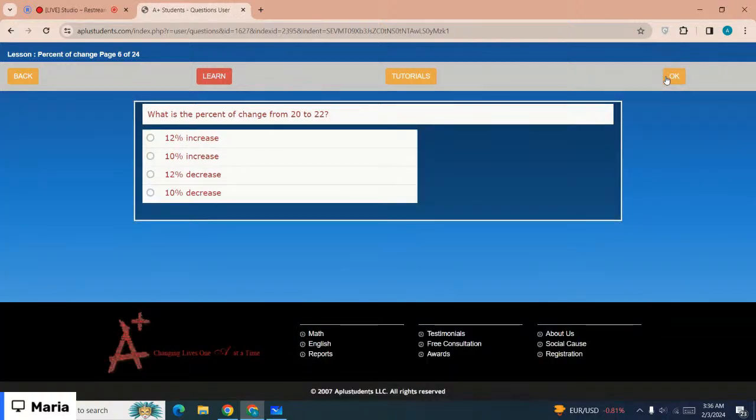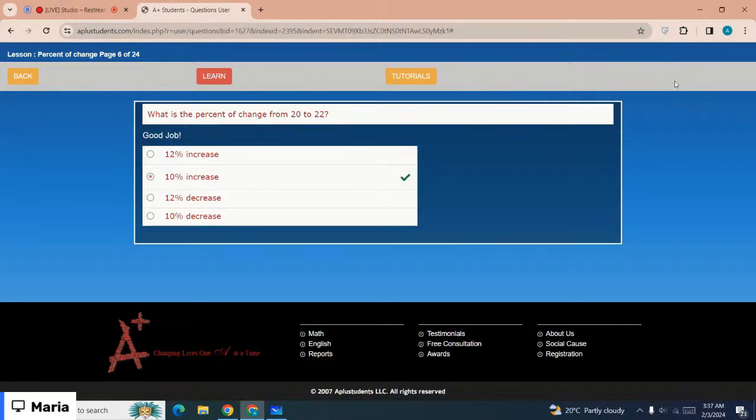What is the percent of change from 20 to 22? Which is the correct option? Yes, that is a 10% increase. It is, right? From 20 to 22, that is increasing.